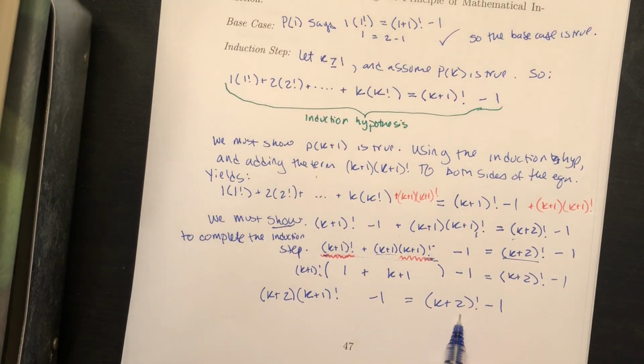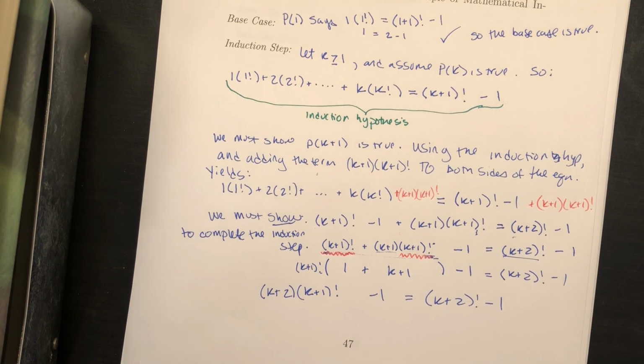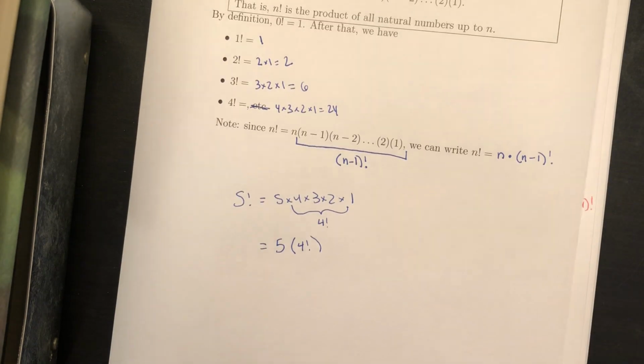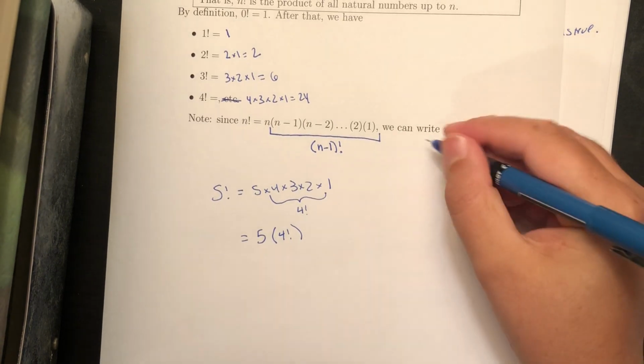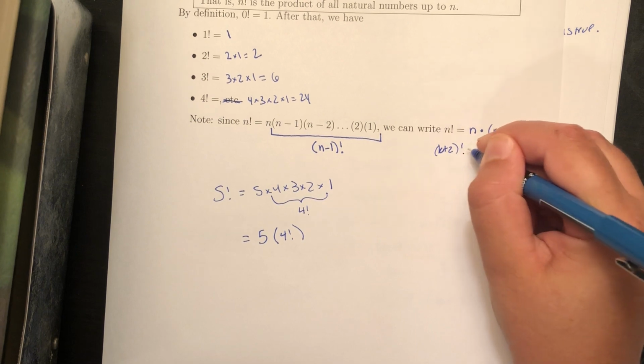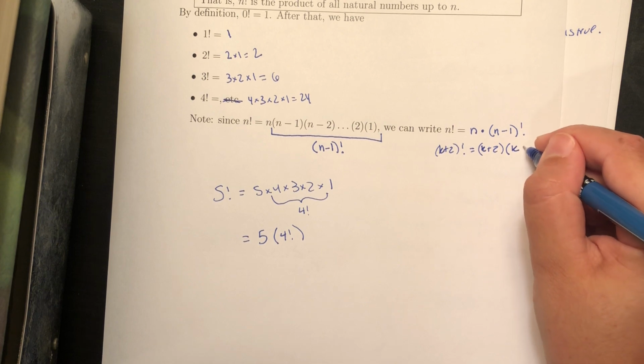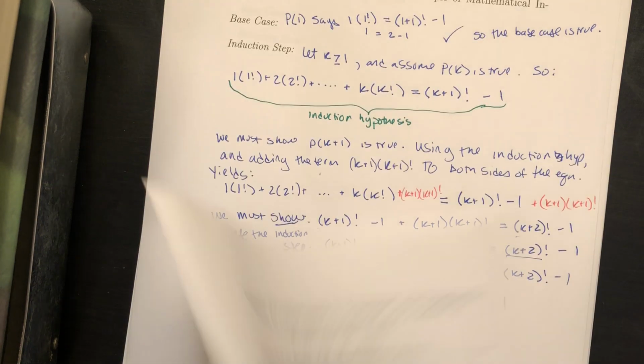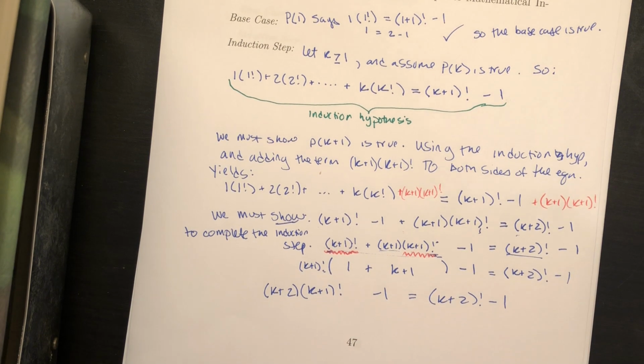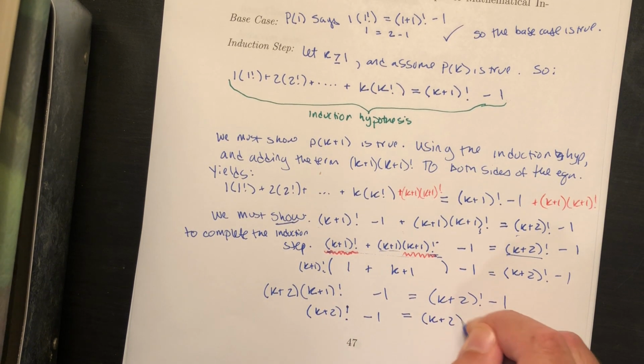Is (k+2) times (k+1)! equal to (k+2)!? It is, right? Think about this as like 7 times 6! is equal to 7!. That's that stuff that we had said here. It's using this rule right here, but instead using it to say (k+2)! is just (k+2) times (k+2 minus 1)!, or (k+1)!. That's the same idea. So this is true. This indeed is equal to (k+2)! minus 1, which is what we're trying to show it was equal to.